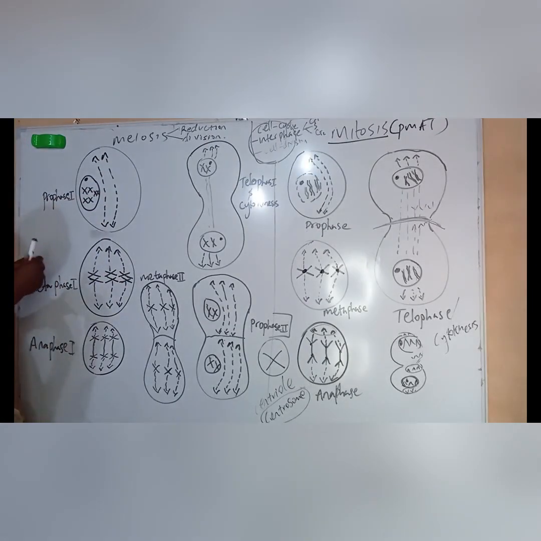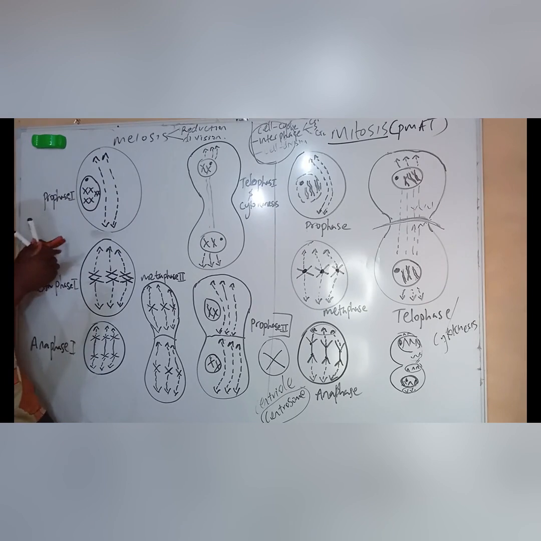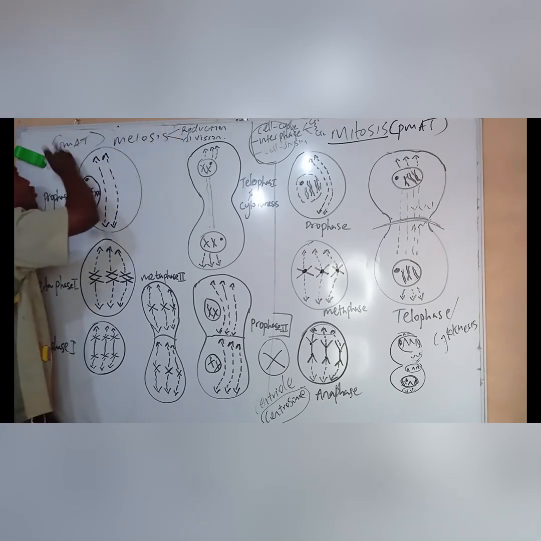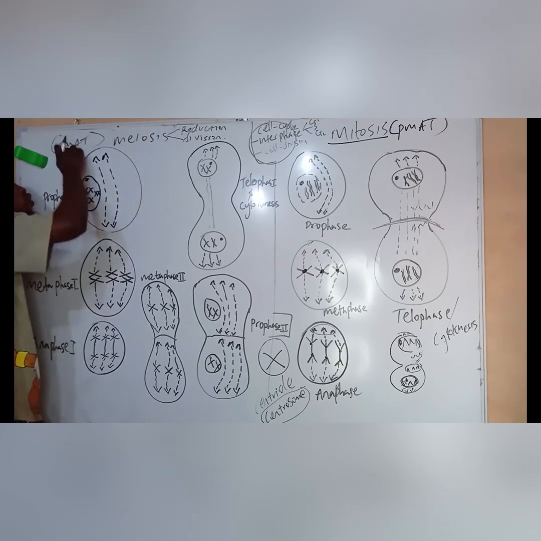Now, what happens in meiosis? Meiosis is also similar to mitosis. The same acronym, PMAT, describes the processes that occur there: prophase, metaphase, anaphase, and telophase. Just that in meiosis there will be two of each. We have prophase 1, metaphase 1, anaphase 1, telophase 1. Also, we have prophase 2, metaphase 2, anaphase 2, and telophase 2. Prophase is the longest stage of cell division, but prophase 1 of meiosis is the longest.